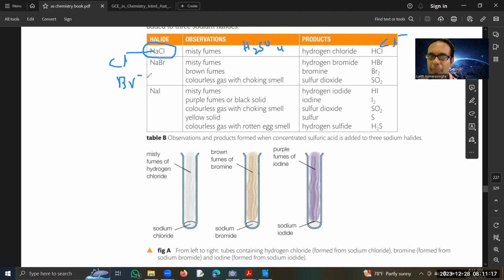But when it comes to bromide, it's a better reducing agent than chloride. Therefore, you get HBr as usual. Then it will reduce the sulfate ion to sulfur dioxide. The sulfate ion's sulfur oxidation state is +6.